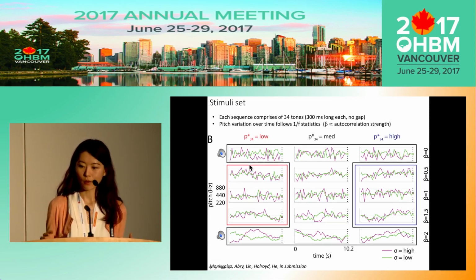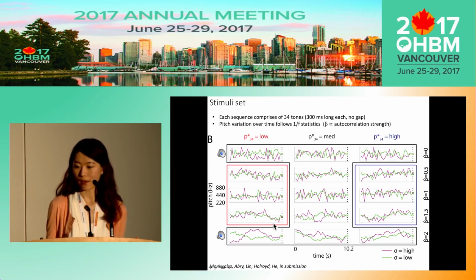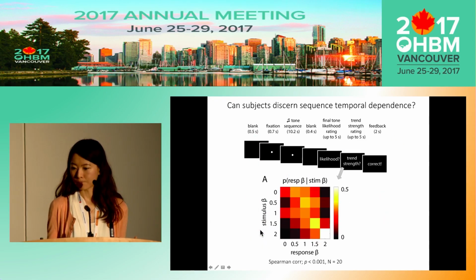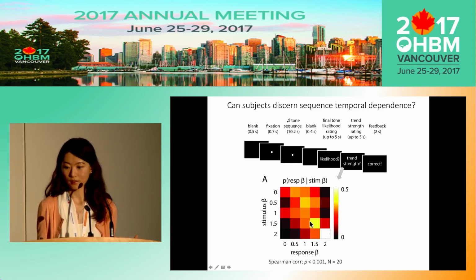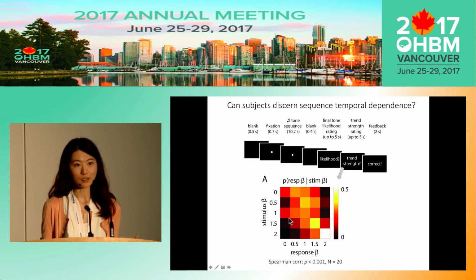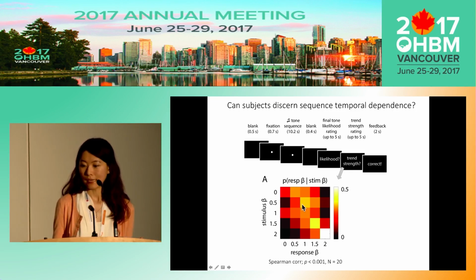And so we recorded MEG activity while human subjects listened to the stimuli and looked at which component of the MEG signal really processes these natural stimuli. So first of all, human subjects can discriminate the sequence autocorrelation structure. So these are the stimulus autocorrelation power law exponent from 0 to 2, and these are the responses. So human subjects can discriminate this pretty well.